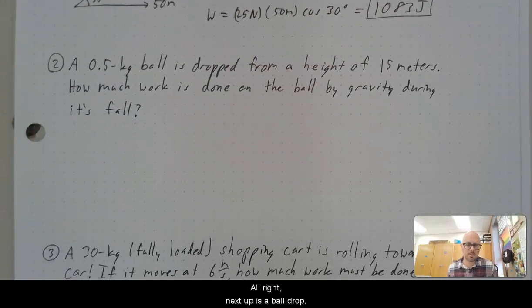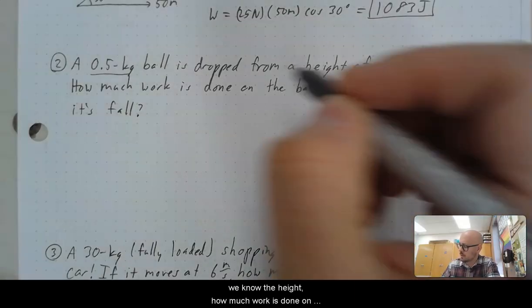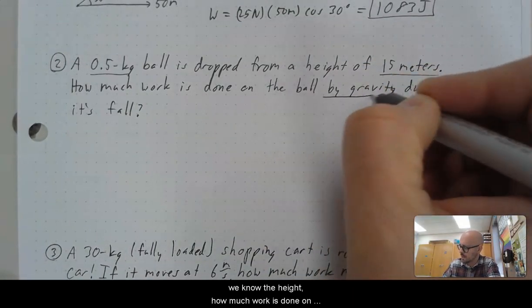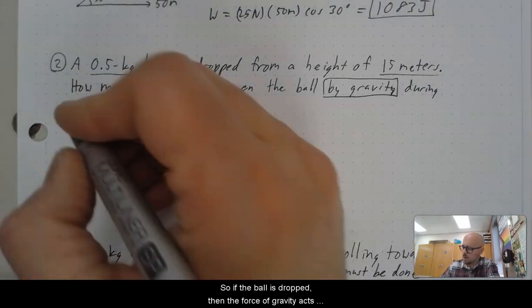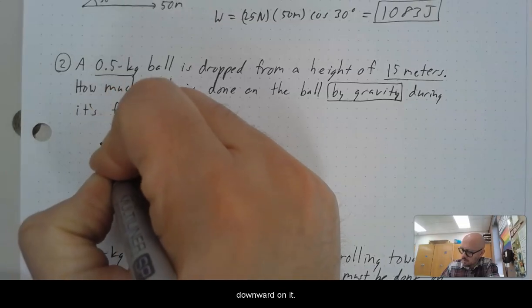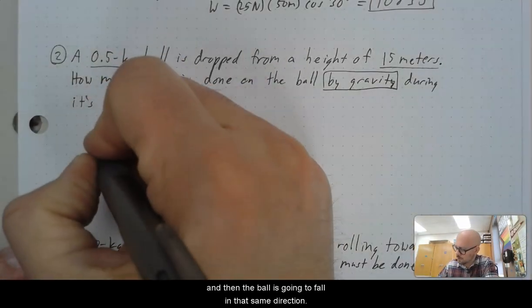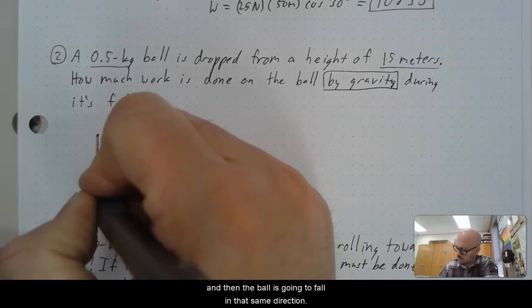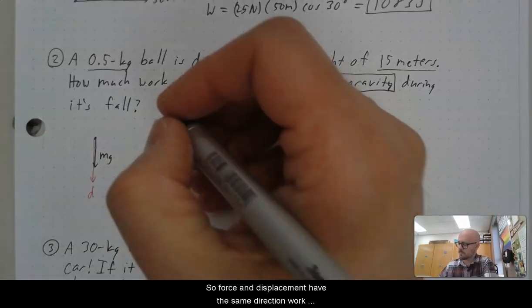All right, next up is a ball drop. We know the mass of the ball. We know the height. How much work is done on the ball by gravity during its fall? If the ball is dropped, then the force of gravity acts downward on it, and the force of gravity has a magnitude of mg, and then the ball is going to fall in that same direction. So force and displacement have the same direction.